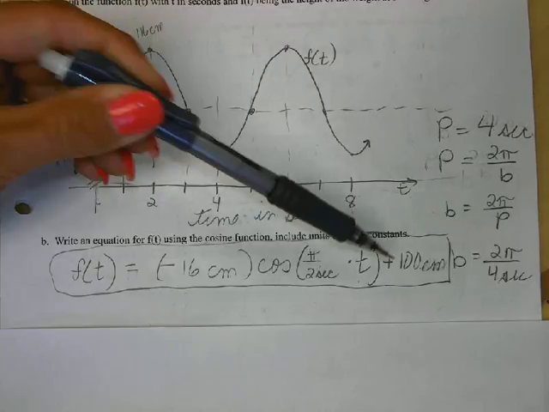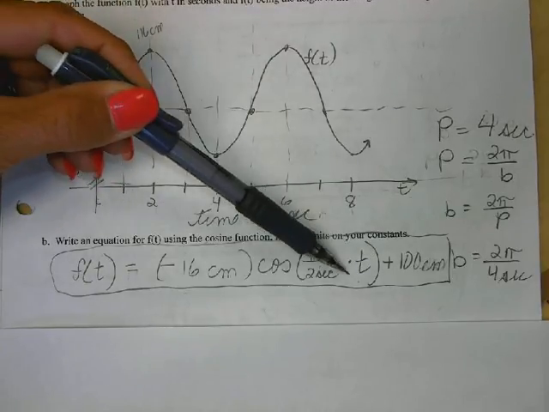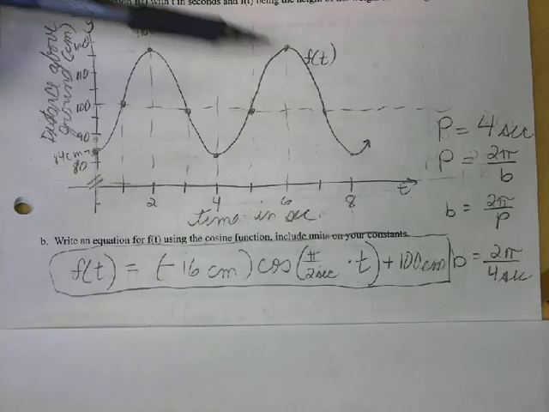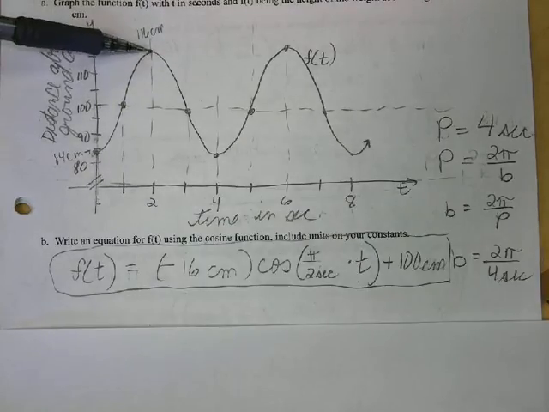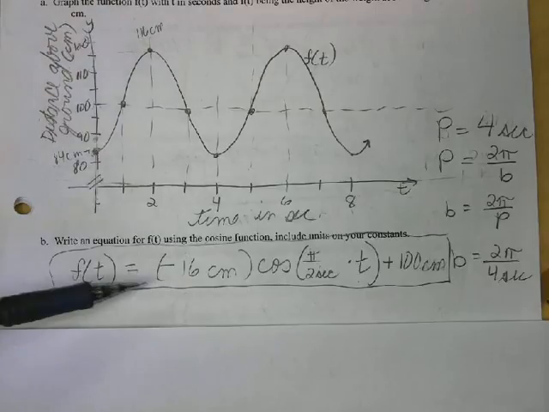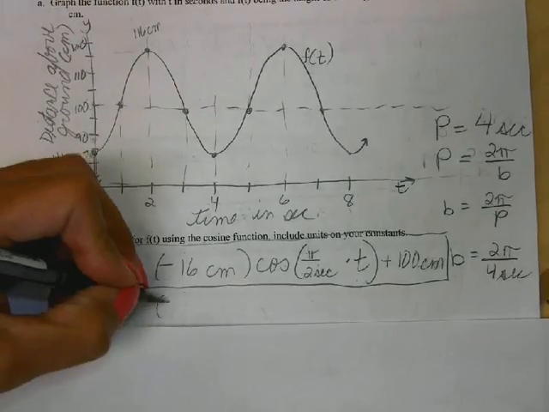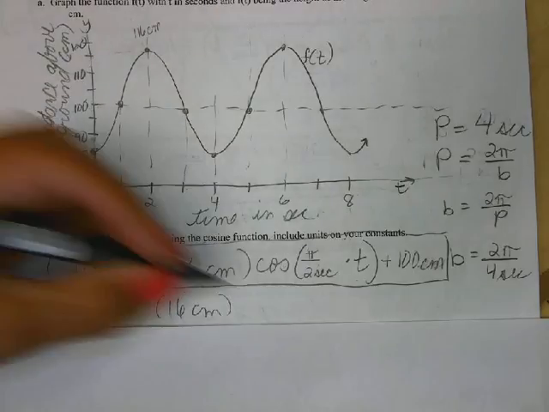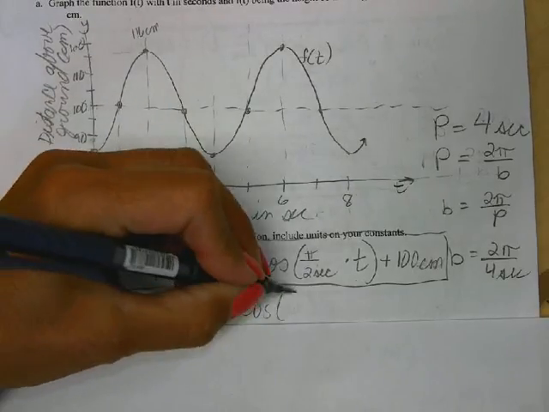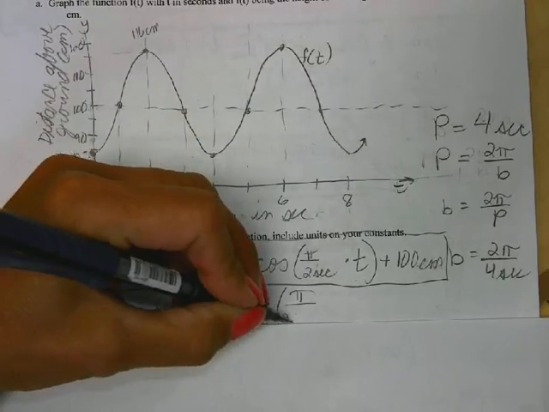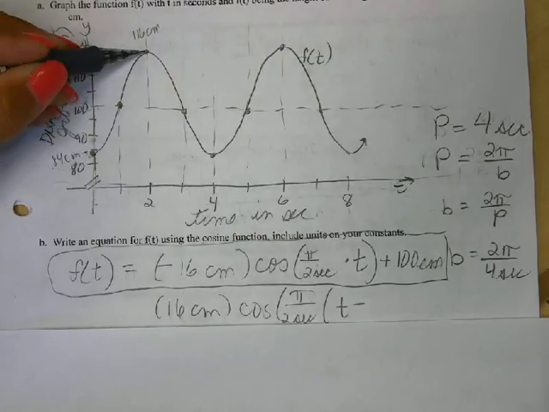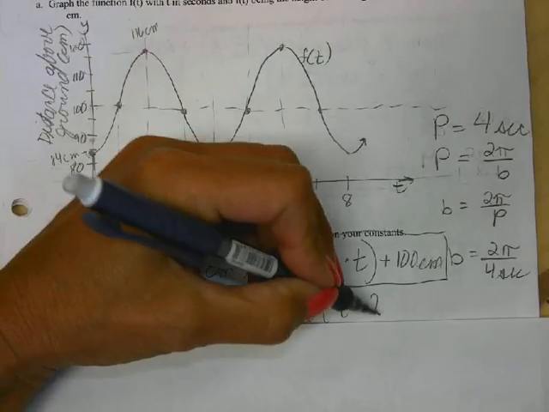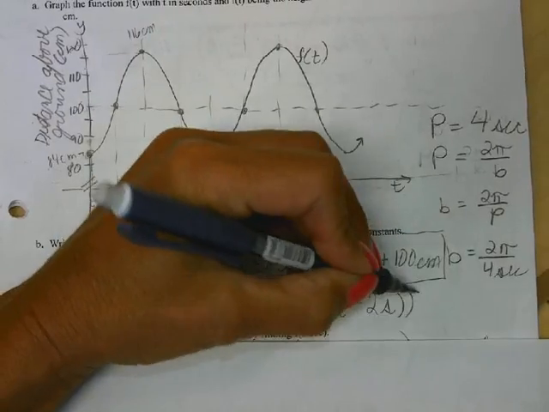Now little c, I'm choosing not to phase shift it, so I didn't have to worry about having a parenthesis and a t minus some type of phase shift. Although I could phase shift it over here to a high, and I could have this as a positive 16 centimeters cosine of pi over 2 seconds times t minus, and I could phase shift it to this high at 2 seconds.